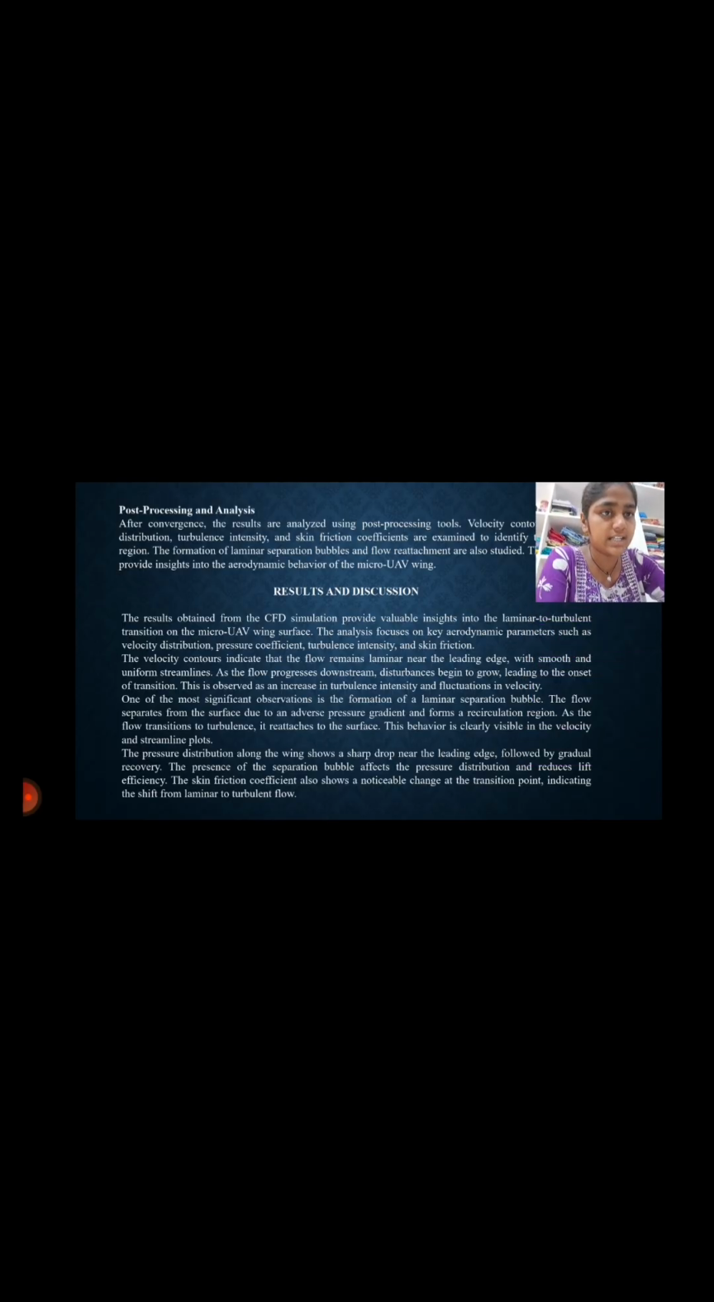Then coming to the results and discussion. The results obtained from the CFD simulation provide valuable insights into the laminar to turbulent transition on the micro UAV wing surface. The analysis focused on key aerodynamic parameters such as velocity distribution as discussed, pressure coefficient, turbulence intensity, and skin friction. The velocity contours indicate that the flow remains laminar near the leading edge with smooth and uniform streamlines. As the flow progresses downstream, disturbances begin to grow, leading to the onset of transition. This is observed as an increase in turbulence intensity and fluctuations in velocity. One of the most significant observations is the formation of the laminar separation bubble.